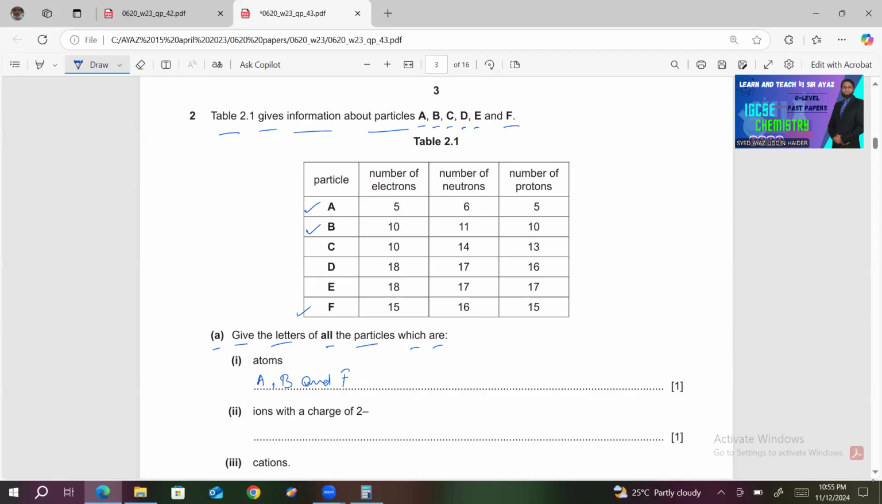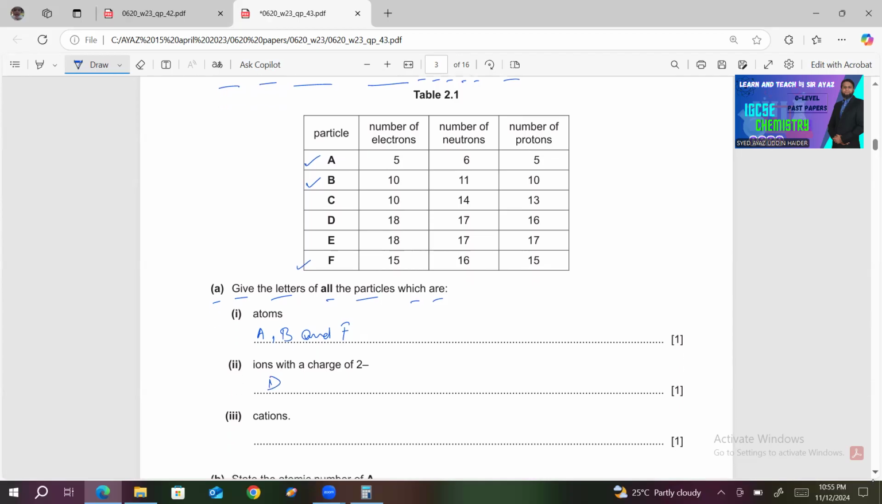So if you look at C, D, and E, these are ions because they have different numbers of protons and electrons. Now, in case of D, it has 2 extra electrons, which means that it must be carrying 2 minus charge. So D must be the right answer for part 2.